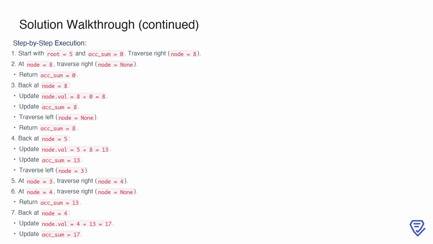At node 8, we attempt to traverse further right, but since there's no right child, we return an accumulated sum of 0. At node 8, we update its value to 8 plus 0 equals 8 and then update the accumulated sum to 8. We proceed to the left subtree of node 8, but there's no left child, so we return the accumulated sum of 8. Returning to the root, node 5, we update its value to 5 plus 8 equals 13 and adjust the accumulated sum to 13.